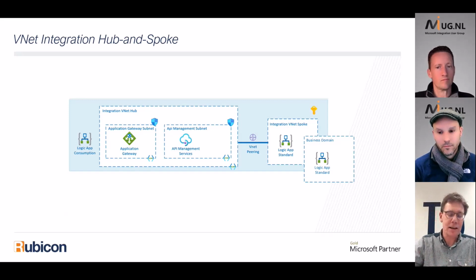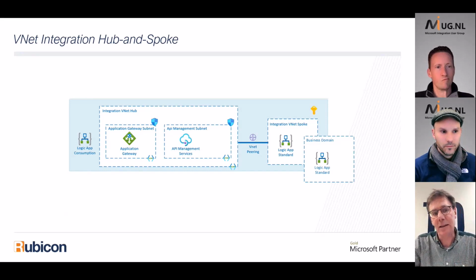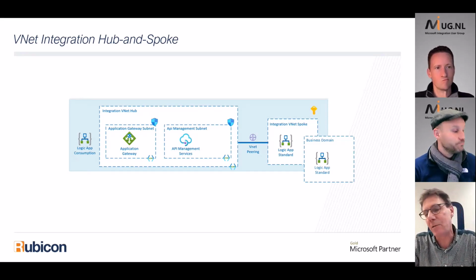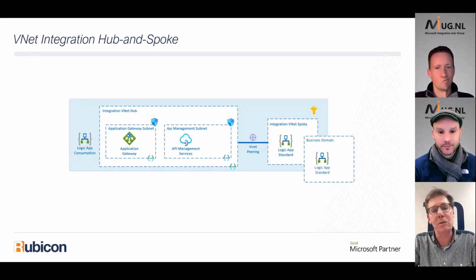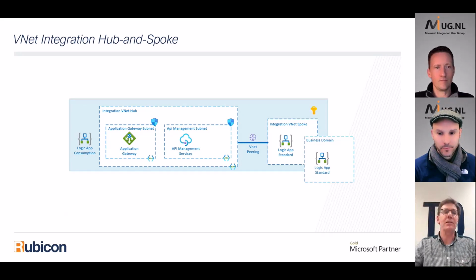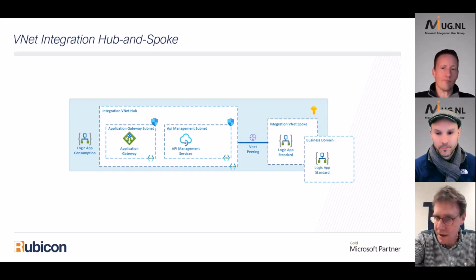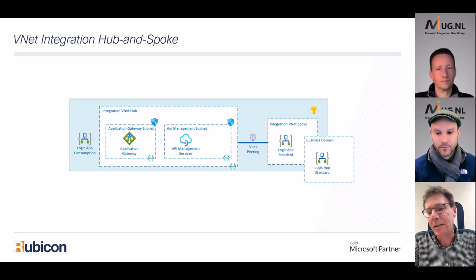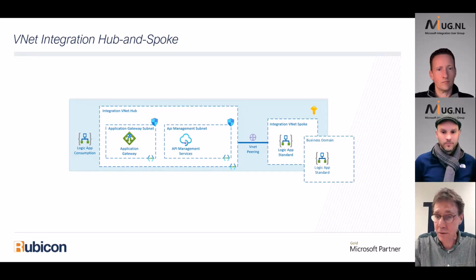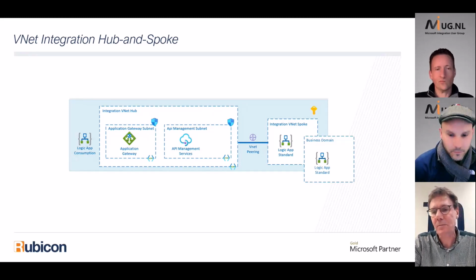Now, Logic App Standard has the possibility to integrate into a VNet, and that's not a possibility of Logic App Consumption. Also, we see here VNet peering. That means there's a safe connection between the virtual networks. And it's not only safe, but the effect of this is that the three networks that we see here act as one network. They are unified on the connection level.